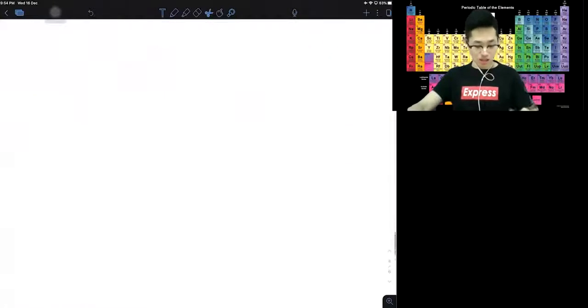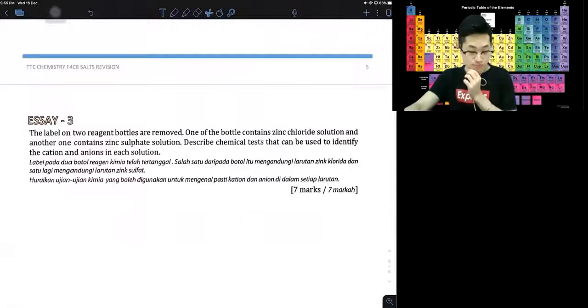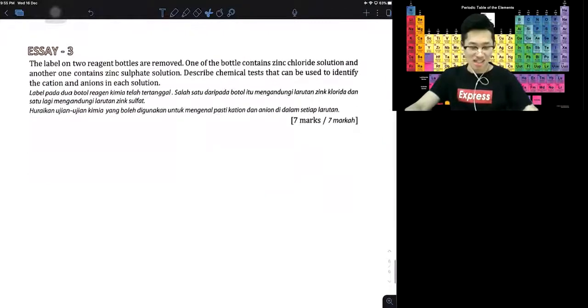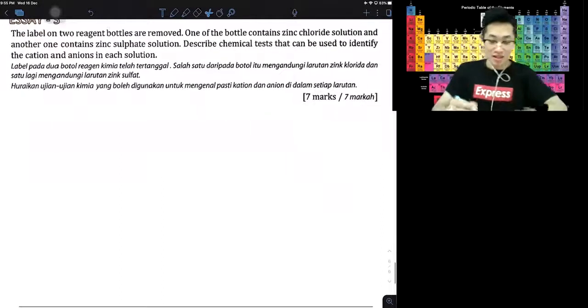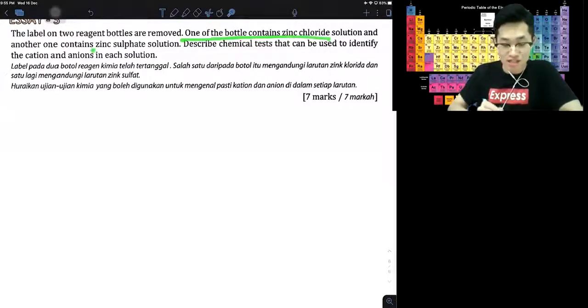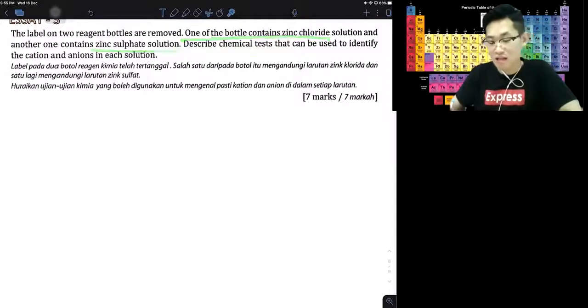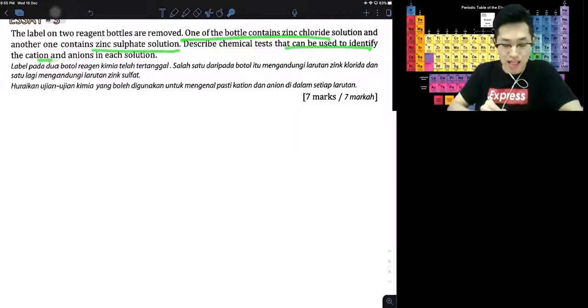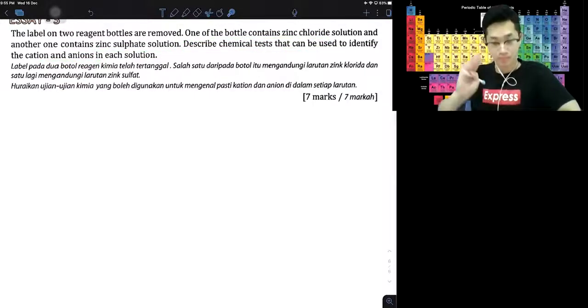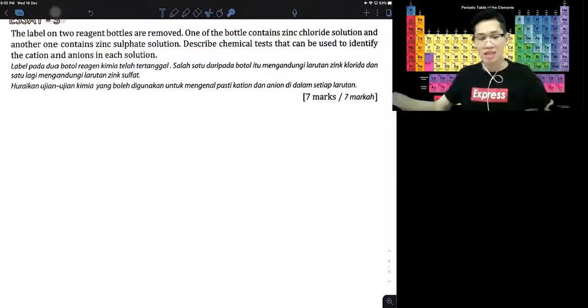See whether I have another question or not. Okay. So this question is almost the same, like you can see. One bottle contains zinc chloride. Another contains zinc sulfate. Describe a chemical test that can be used to identify cation and anion in each solution. So the anion part is exactly the same. How do we test the zinc ion?